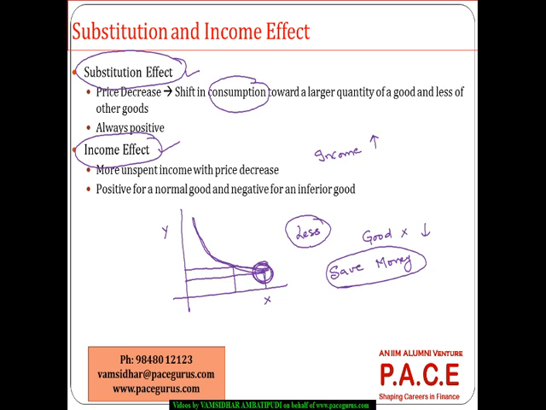If this particular X is an inferior product, he will try to consume less of X and try to go for more of Y, though its price has gone down.